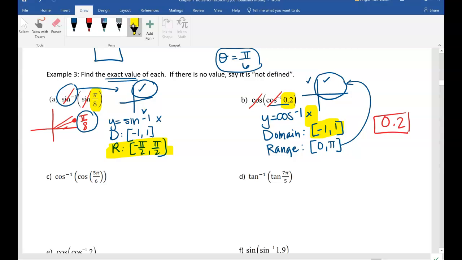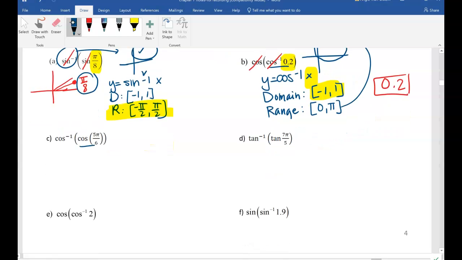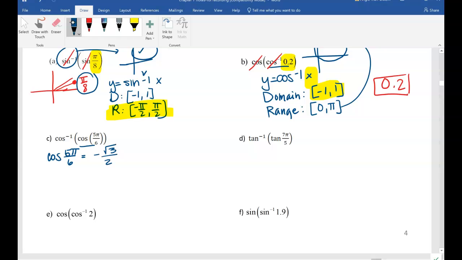Okay. Now let's go to cosine inverse of cosine of 5 pi over 6. And this C will also relate back to A if you didn't understand part A. So 5 pi over 6, you know how to do it. So what if I do it old school, right? Just find cosine of 5 pi over 6. Actually, why don't you do that for me? Take a second to find the exact value of cosine of 5 pi over 6. Okay. If you said negative rad 3 over 2, then you are correct.